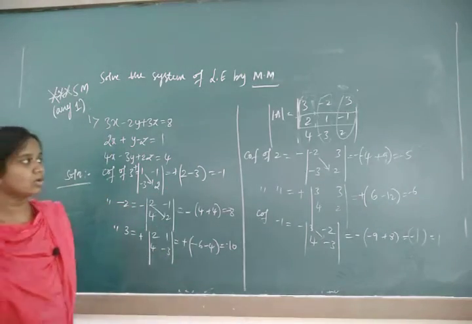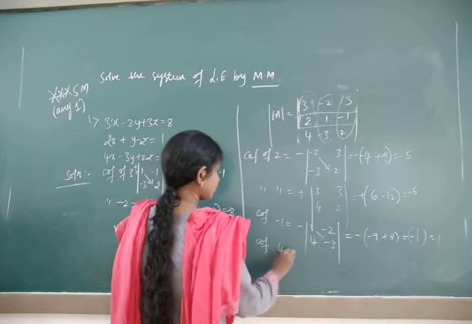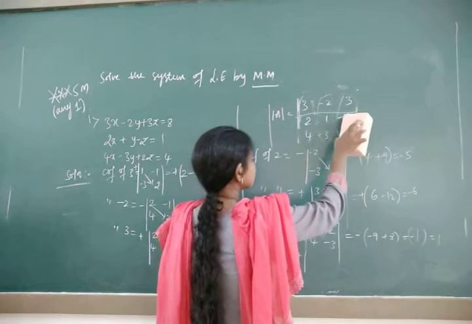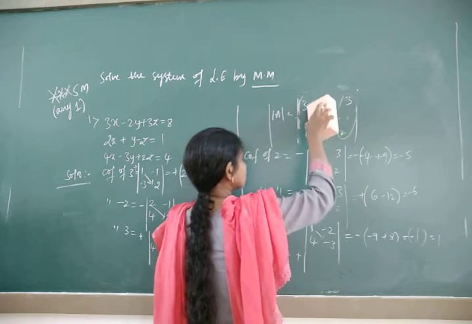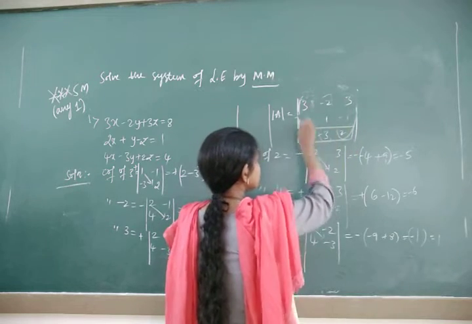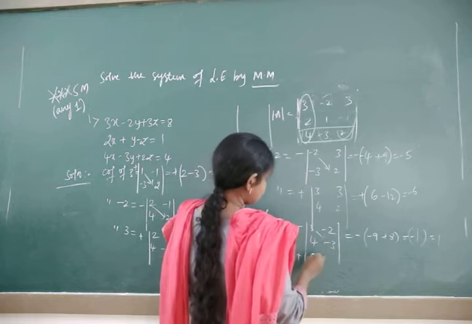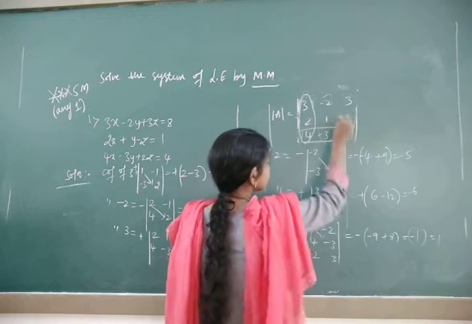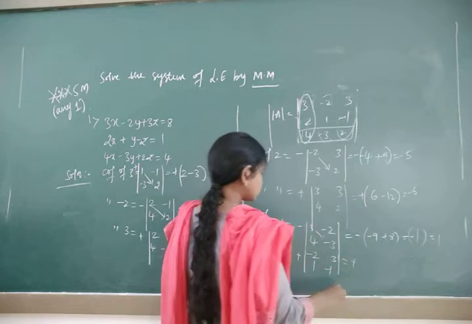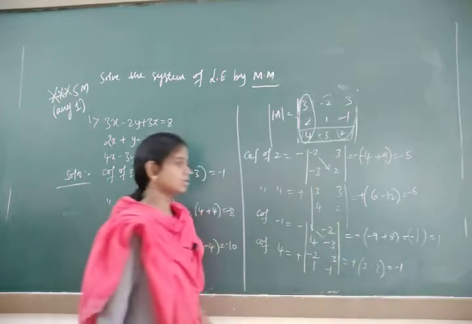Next, still 3, cofactor of 4. The sign will be plus. Deleting the third row, the first column will be closed. Cofactor of 4 is minus 2 3, 1 minus 1. So plus of, it's a 2 minus 3, the answer will be minus 1. Check it out.